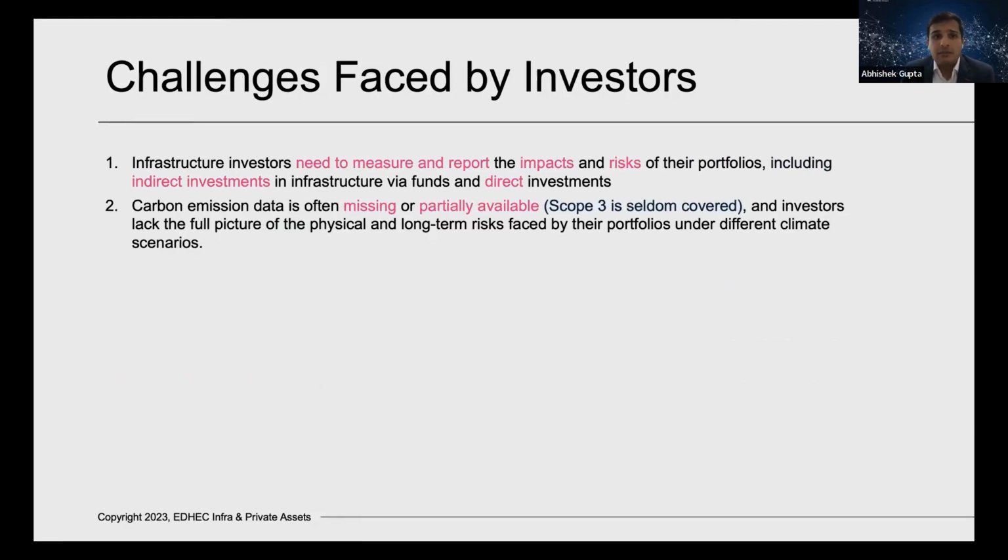Second, the carbon emission data is quite often missing, partially available, and seldom scope 3 is covered. So it's a real challenge, right? If you don't have all this information available, then how can you report it for the portfolio, which requires that aggregation? And you'd also lack this picture of where you are headed in terms of risk for the portfolio under different scenarios. That's impossible to obtain.